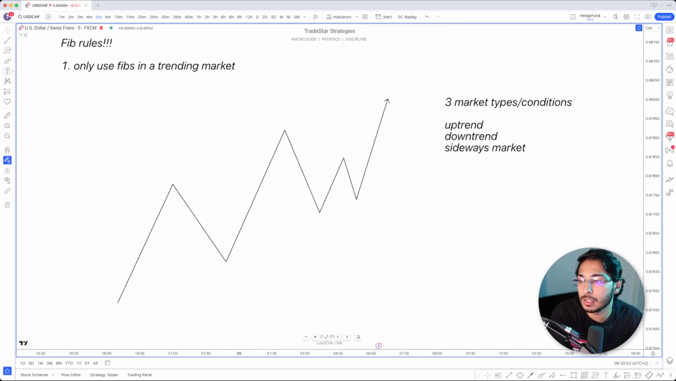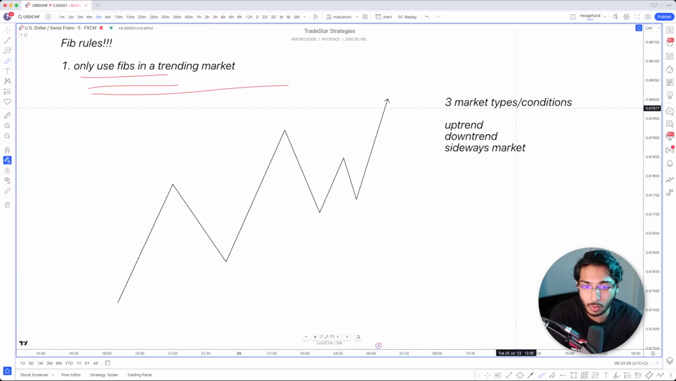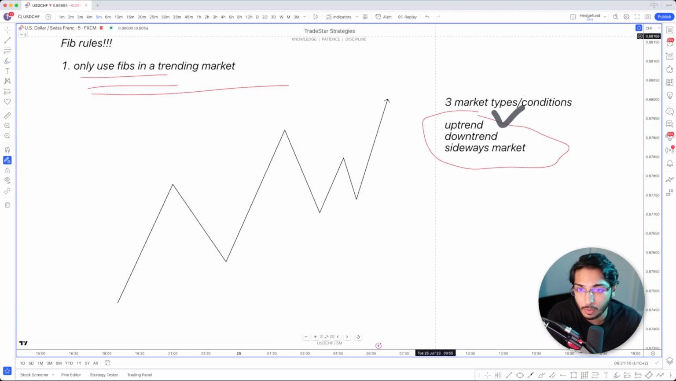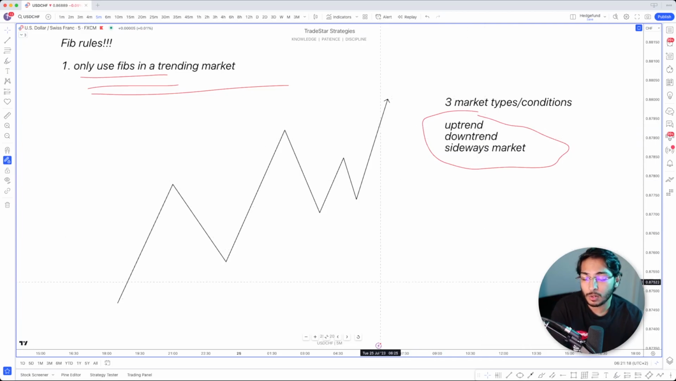So really quickly, it says only use fibs in a trending market. Cool. So we have these 3 market conditions. We have an uptrend, we have a downtrend, and then we have a sideways market. Which one of these is different? You guessed it. It's the sideways market. You don't use fibs in a sideways market. You only use them in an uptrend or a downtrend.